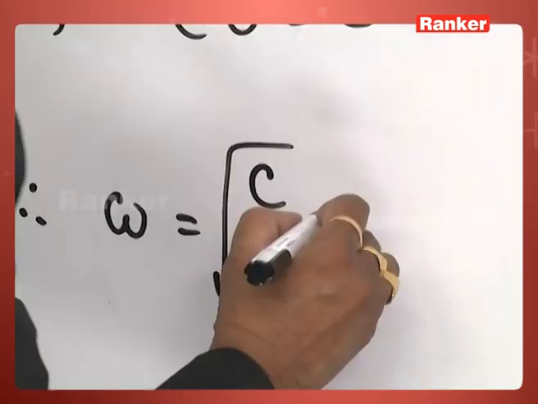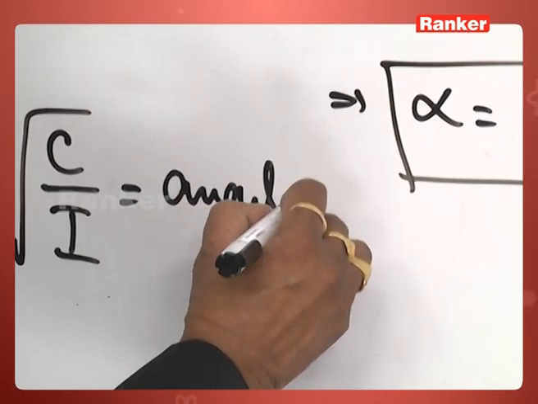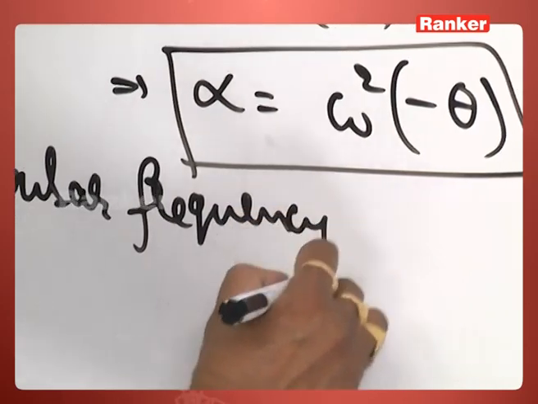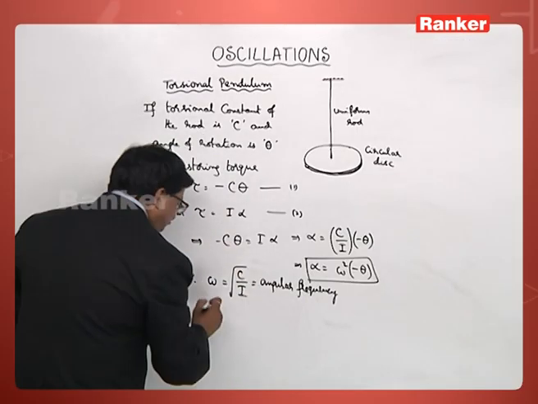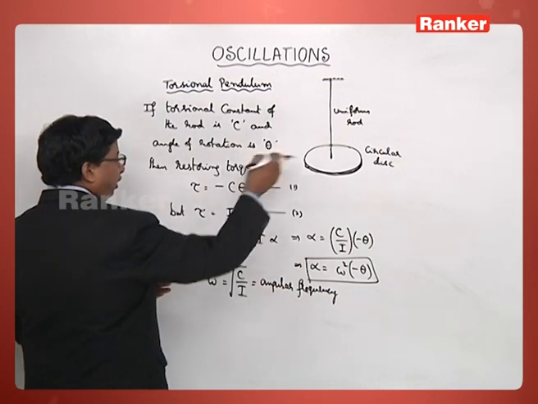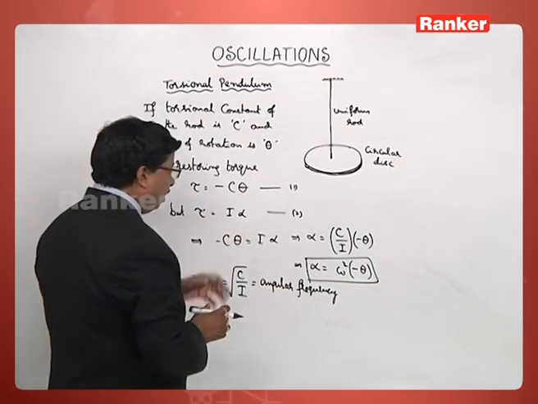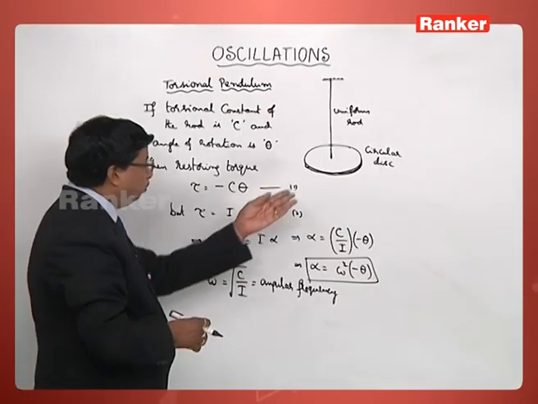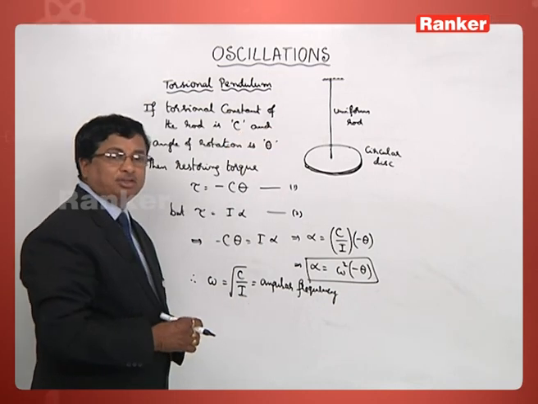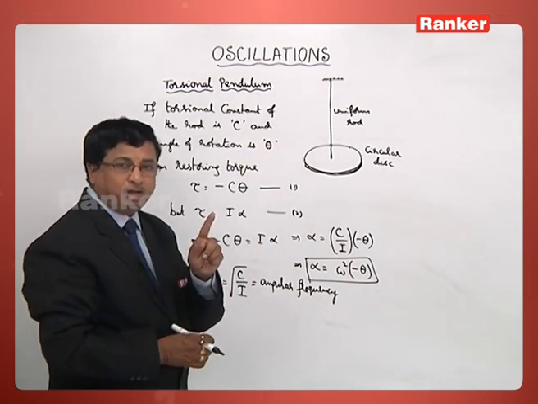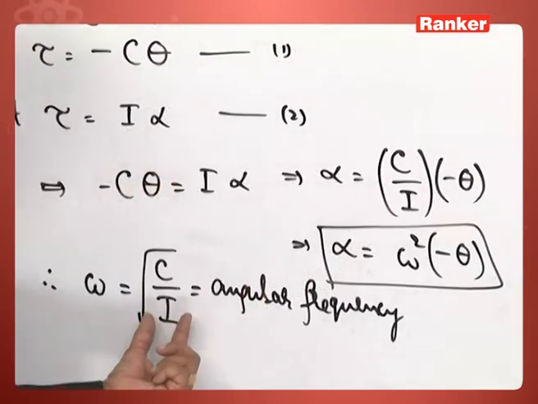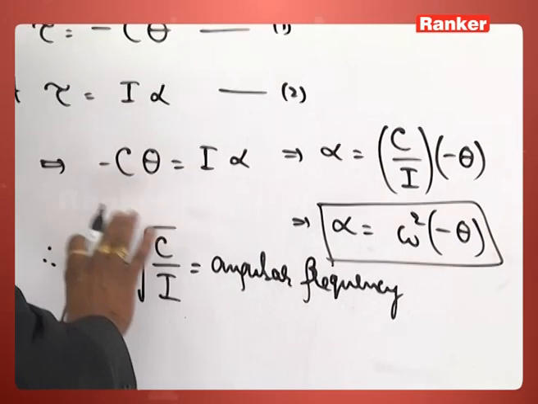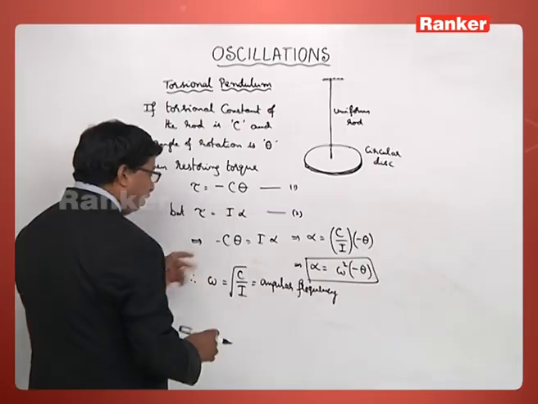This omega is now called angular frequency. That is what we call omega. And of course, what is the value of I for a disc? You can directly understand it is mr square by 2, for a disc along the axis passing through its center of mass perpendicular to its plane. Of course, if you want the value of I to be substituted, you can substitute that way. Otherwise, you can leave it like this, omega is under root C by I.